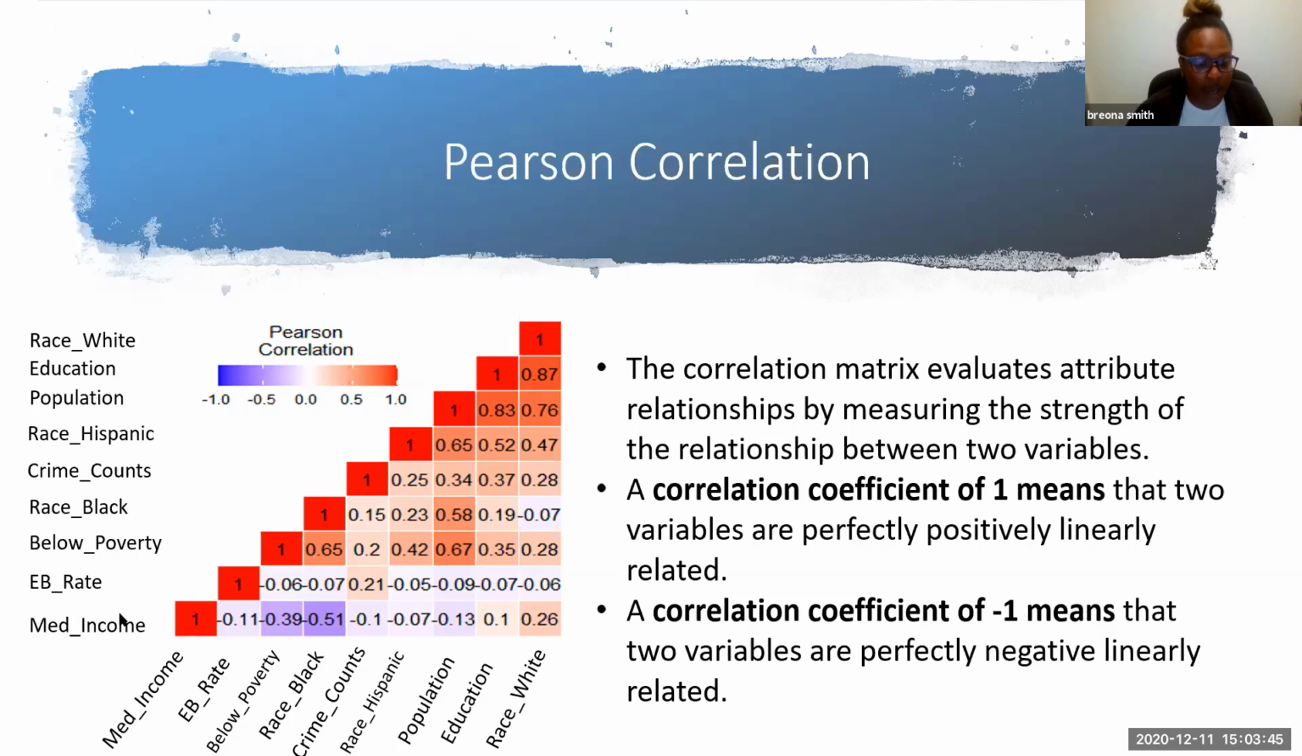So as you can see, median income and crime count has a -0.1 coefficient, showing that there's a negative relationship between the two variables. It shows that one variable is decreasing and one is increasing. Crime count and below poverty rate has a coefficient of 0.2 and shows that there is a positive relationship between the two variables. However, that relationship is weak based on a 0.2 coefficient.